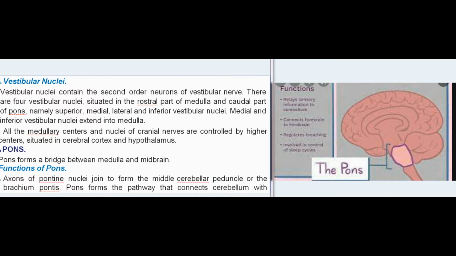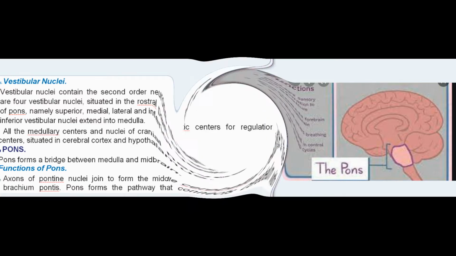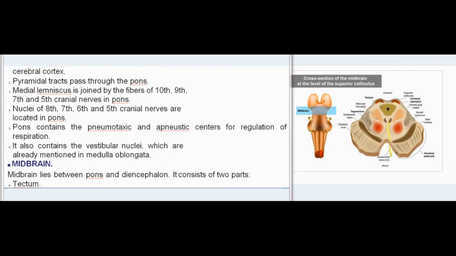Pons. Pons forms a bridge between medulla and midbrain. Functions of pons. Axons of pontine nuclei join to form the middle cerebellar peduncle or the brachium pontis. Pons forms the pathway that connects cerebellum with cerebral cortex. Pyramidal tracts pass through the pons. Medial lemniscus is joined by the fibers of 10th, 9th, 7th, and 5th cranial nerves in pons.